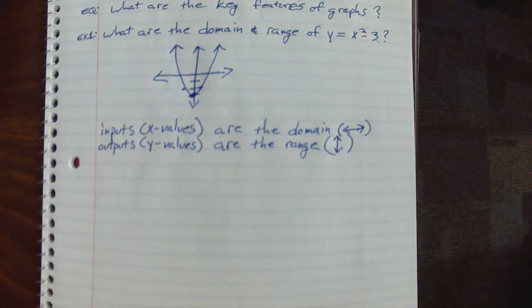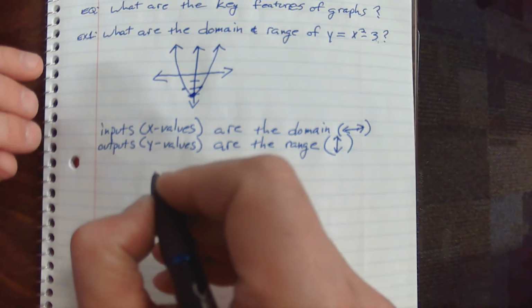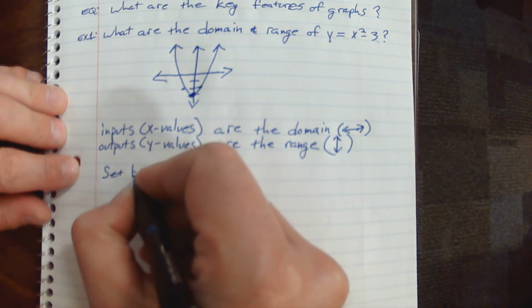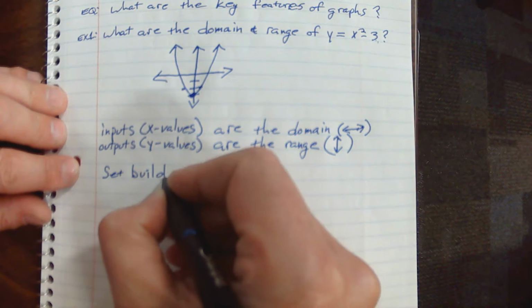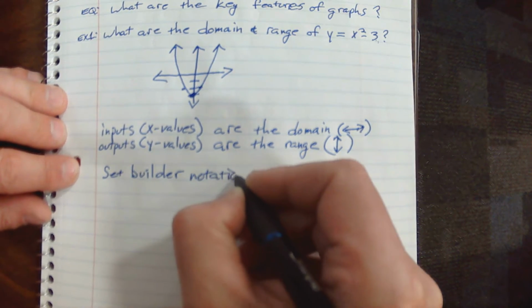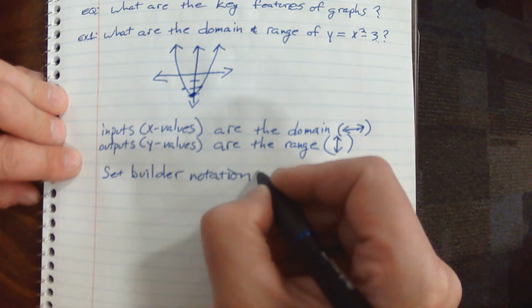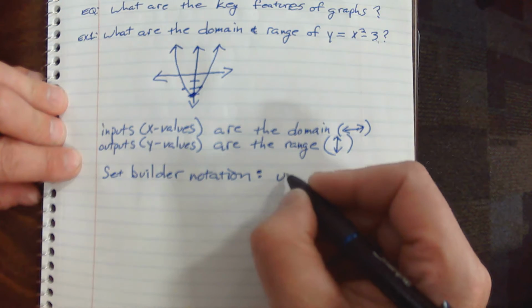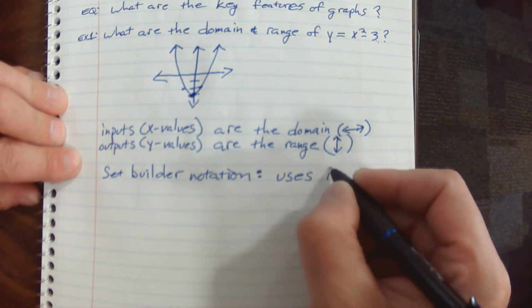All right, there's two different ways we can write the domain and range. One way is set builder notation, which uses inequalities.